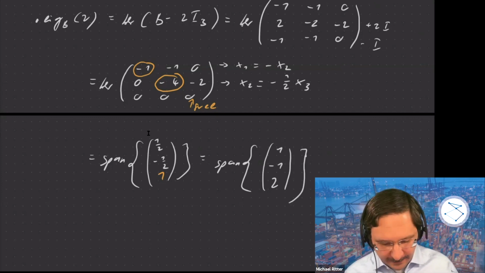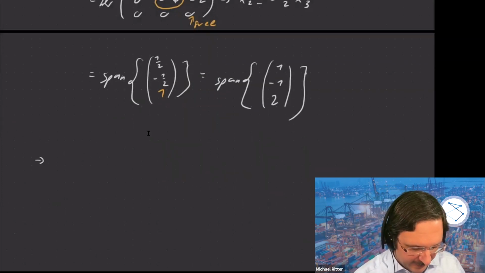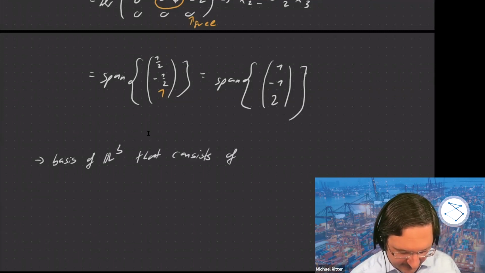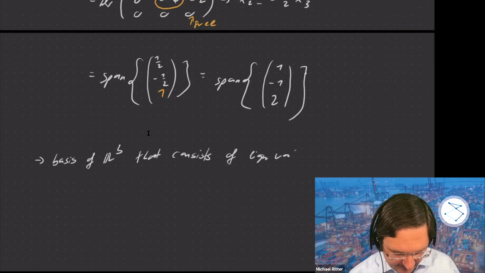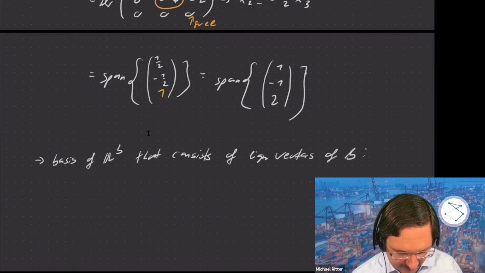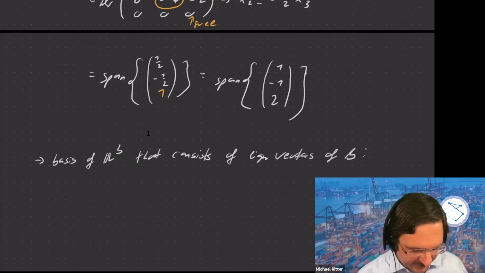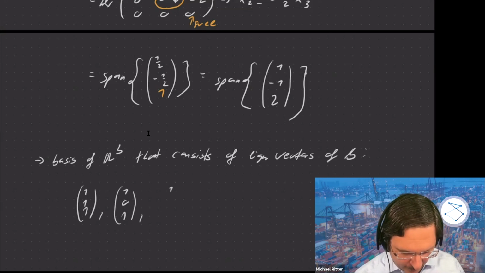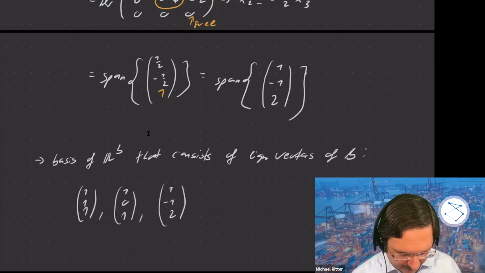And again, we have a basis of R3 that consists of eigenvectors of B. And that basis is 1, 1, 1, 1, 0, 1, and 1, minus 1, 2.